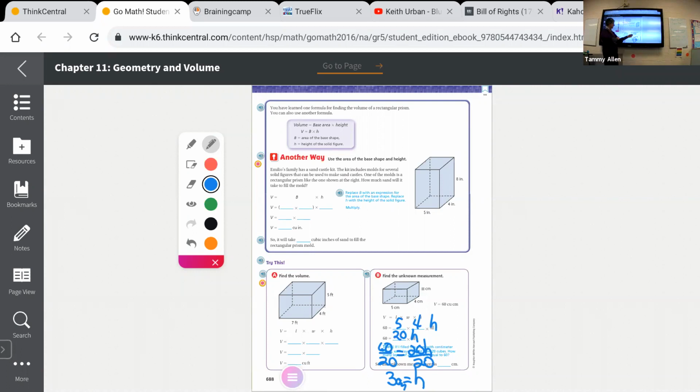So if one of these pieces is missing, we can still solve for it, just like we have solved equations earlier in the year. Does that make sense? Questions on that?